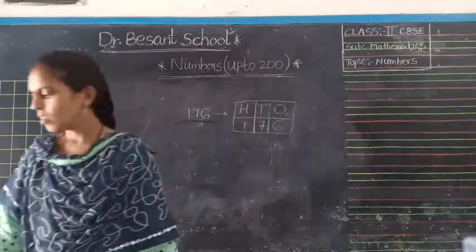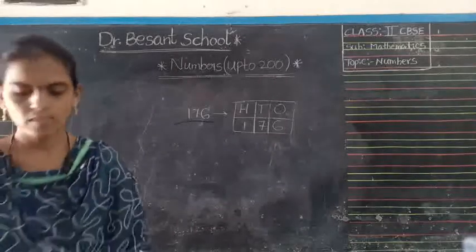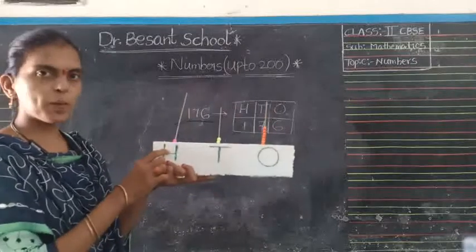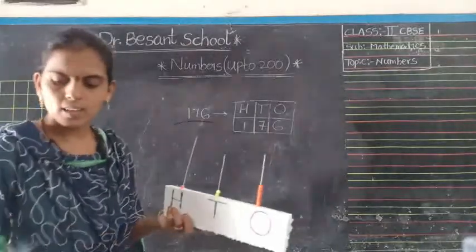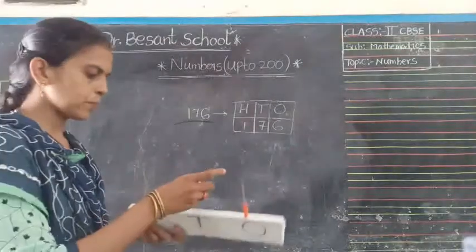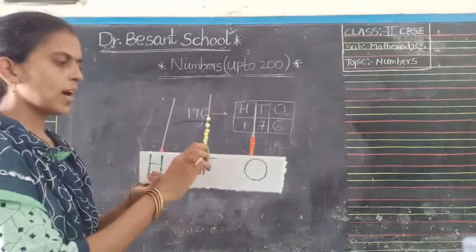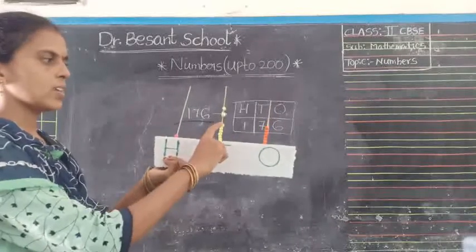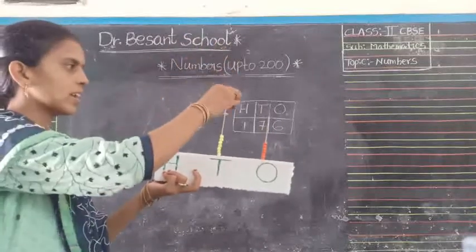Yes, children? How will you place? One bead in hundreds place. How many beads in tens place? 7 beads. So here how many are there? Let me count. 1, 2, 3, 4, 5, 6, 7. Remove one bead because in tens place 7 is there. Yes, very good.